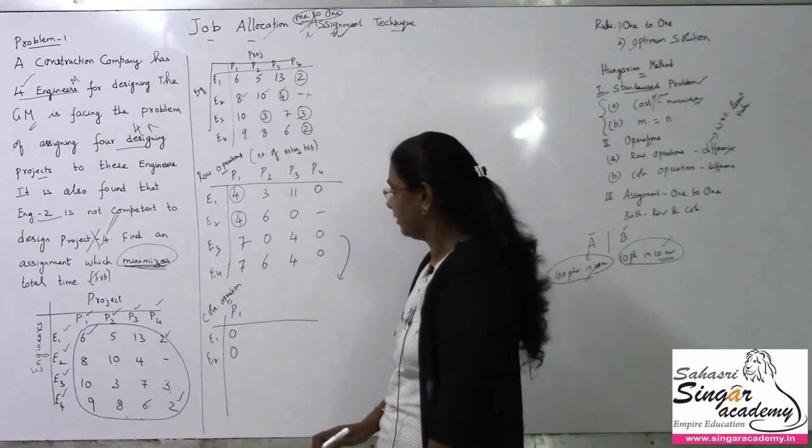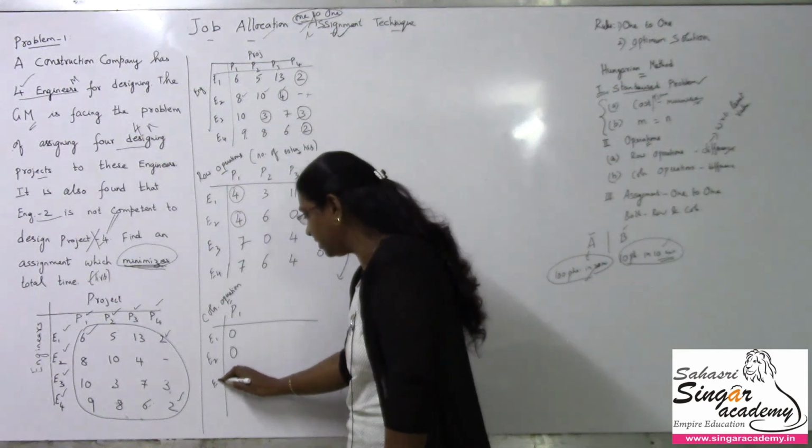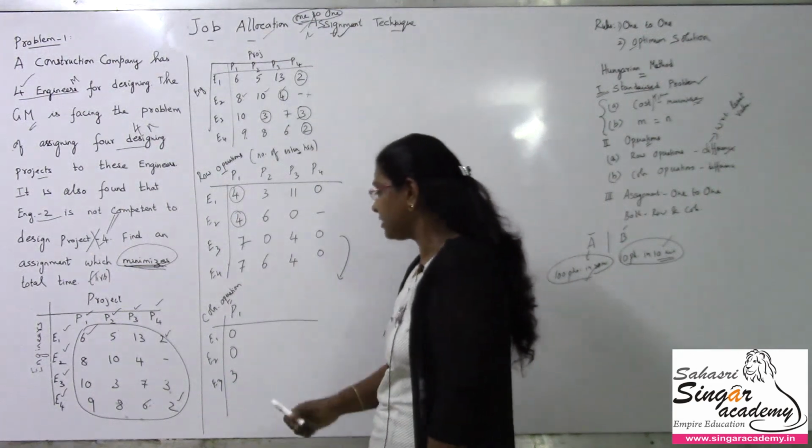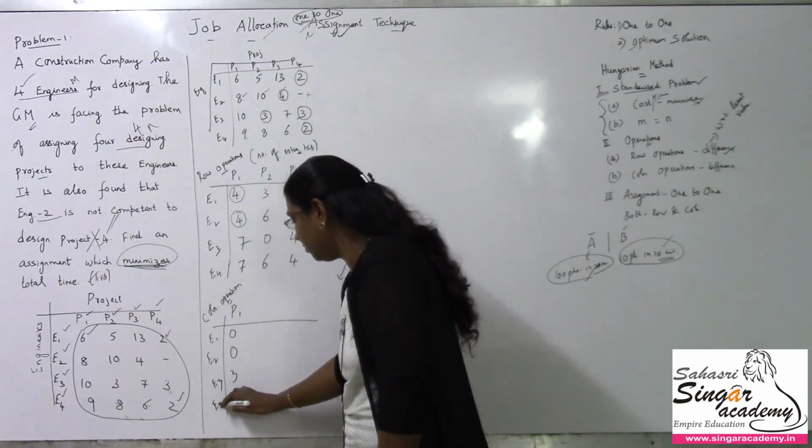Am I right? Engineer 3, 7 hours, so 3 hours extra. Am I right? This is with respect to engineer 3. Engineer 4, 7 hours, which means 3 hours extra again. This is with respect to engineer 3, right?